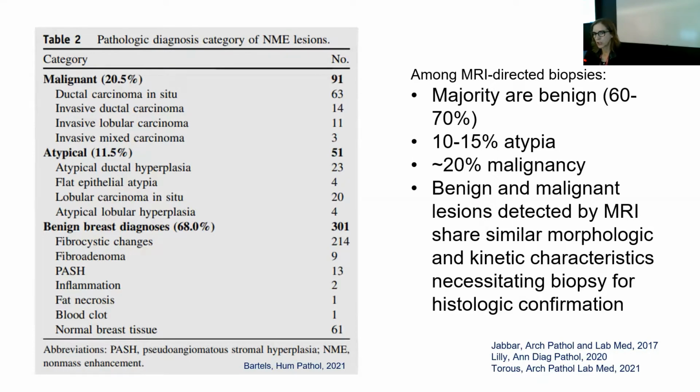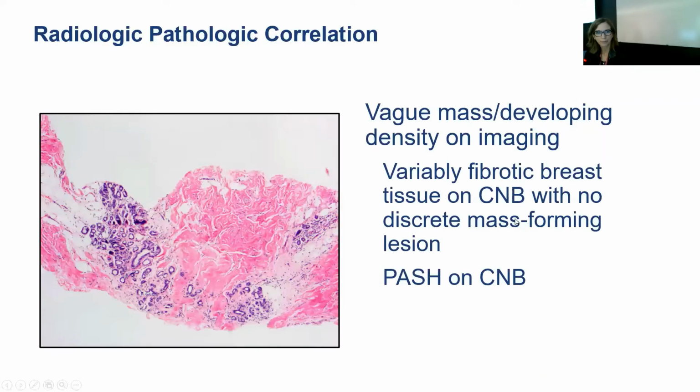The challenge for the radiologists is that the benign and malignant lesions detected through this modality share similar morphologic and kinetic characteristics, which means that it's hard for them to separate out on the imaging features alone. Hence, we get so many biopsies, of which about 70% are benign. So vague masses or developing densities, sometimes that can just be variably fibrotic tissue with no discrete mass forming lesion. Sometimes you'll see that it looks just like normal tissue, but it's standing out in a background of fat, and you can sort of imagine how that might be an imaging target.